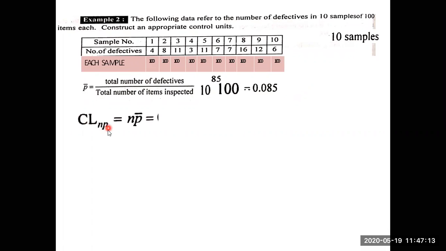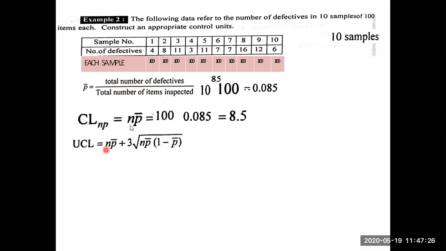The control line for NP bar is nothing but n into P bar. n stands for 100. P bar stands for 0.085. That means how much are you going to get? 8.5. Similarly, for the upper control line, NP bar is 8.5 and P bar is 0.085. Just substitute all the values and you are going to get the answers.